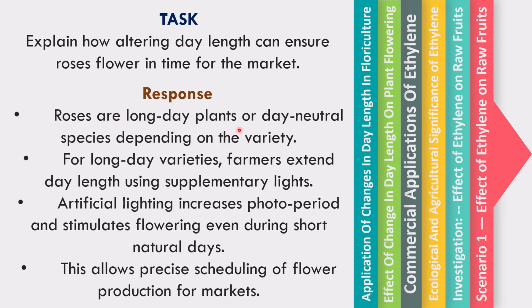Roses are long-day plants or day-neutral species, depending on the variety. For long-day varieties, farmers extend day length using supplementary lights. Artificial lighting increases photoperiod and stimulates flowering even during short natural days. This allows precise scheduling of flower production for markets.